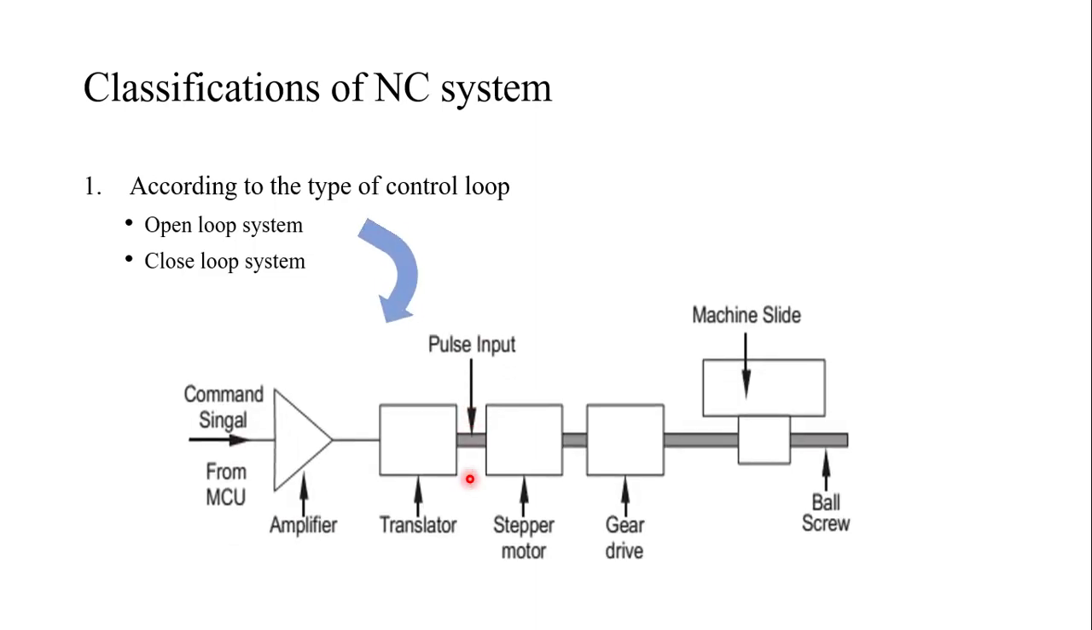So what is an open loop system? It is a system in which no feedback device of any kind is provided. As you can see in this image, a command is given from the MCU, then there is a translator, stepper motor, gear drive, and machine slide, but there is no feedback device. Let's say you have provided a 10 mm movement on the slide, but how will you know that it reached 10 mm? There is no feedback device available, so it is called an open system.